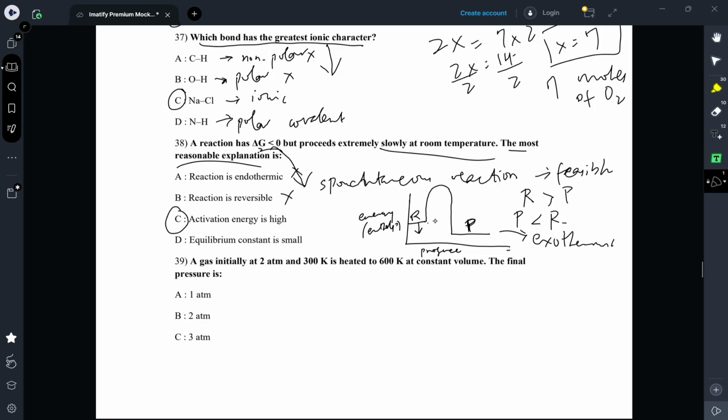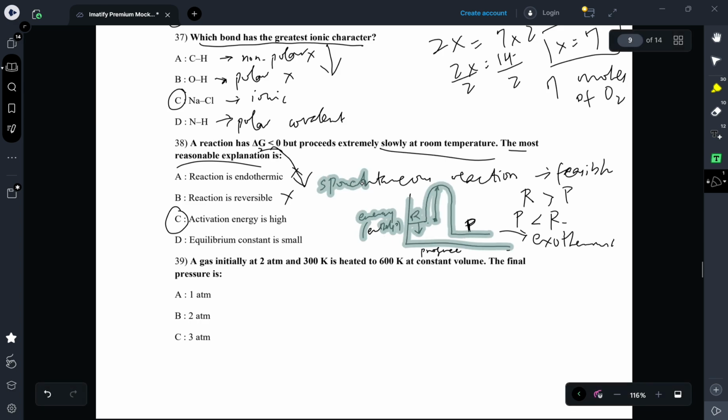So the activation energy is from this point to this point, from reactants to the peak of the curve. This is the activation energy. So if you have more activation energy, then the reaction will occur at a slow rate because it will need more energy to start the reaction. So the answer would be this.